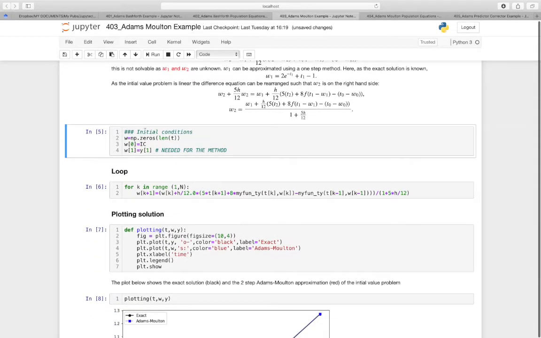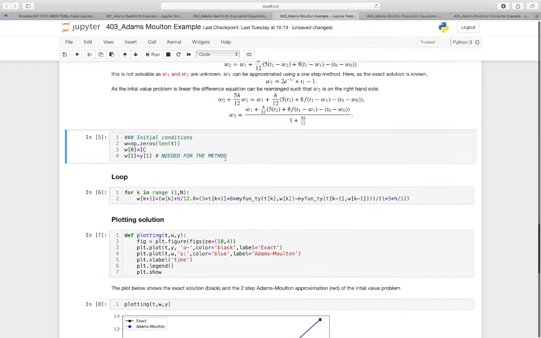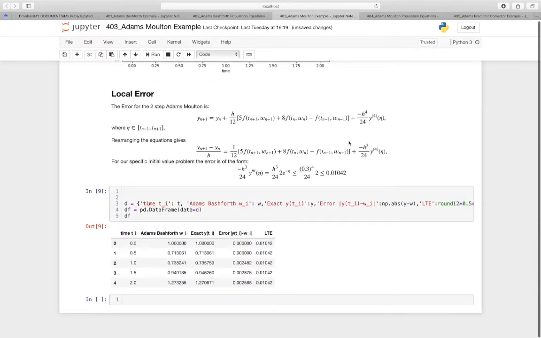So, as before, we set up our initial conditions. We need w_1, which is equal to y_1, needed for the method. I have to rearrange my formula to include this division by 1 plus 5h/12. So that means that for every single different initial value problem, I have to reorder this whole equation. But we get a very nice solution.